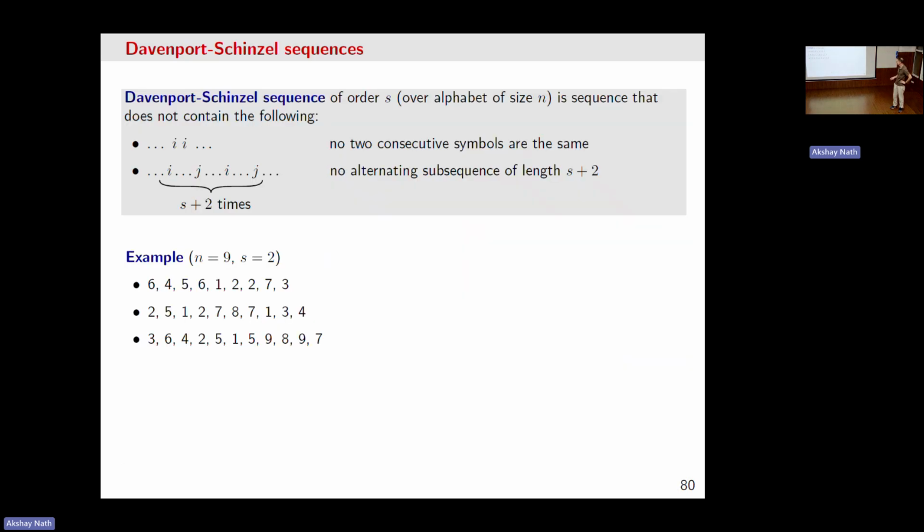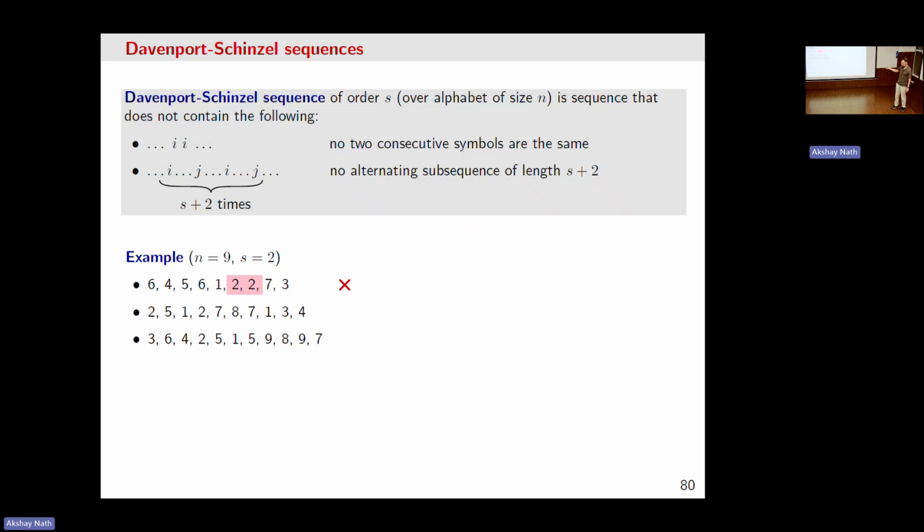So let's look at a more concrete example. Let's say that n is 9, so I'm allowed to use the numbers 1 to 9, and s equals 2. So of these things, for instance, the first one is not allowed because I wrote the number 2 twice in a row.